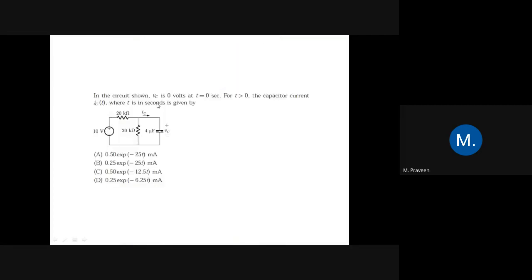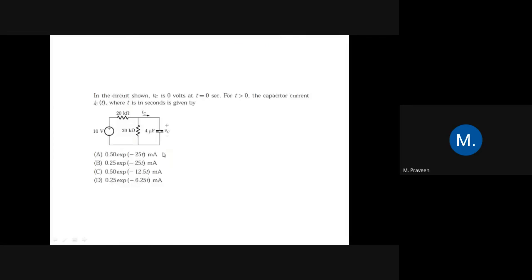Okay. So we know that VC of t is given by the general formula VC of infinity plus VC of 0 minus VC of infinity into e power minus t by tau. So VC of 0, the initial value of the capacitor, is going to be 0 volt. Therefore, we can simply write VC of 0 as 0 volt. Now, what about VC of infinity? So at infinity, what will happen? The capacitor will be open circuit.